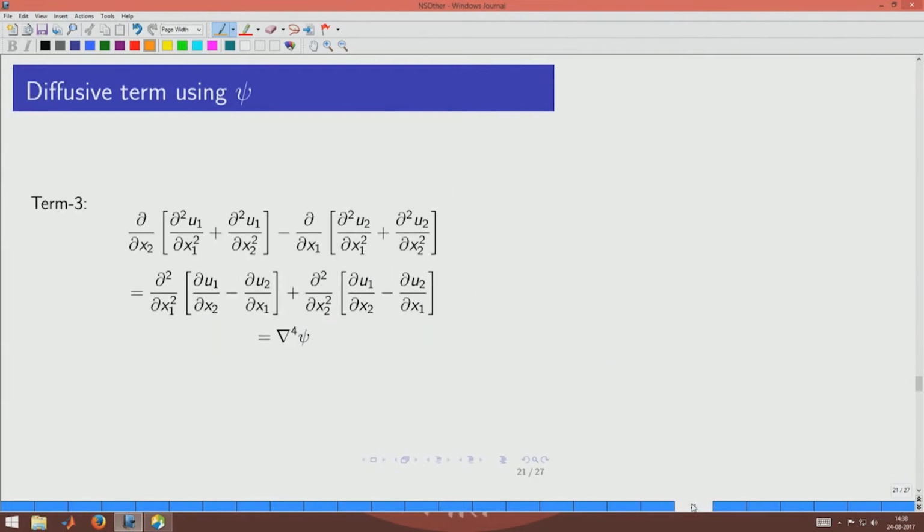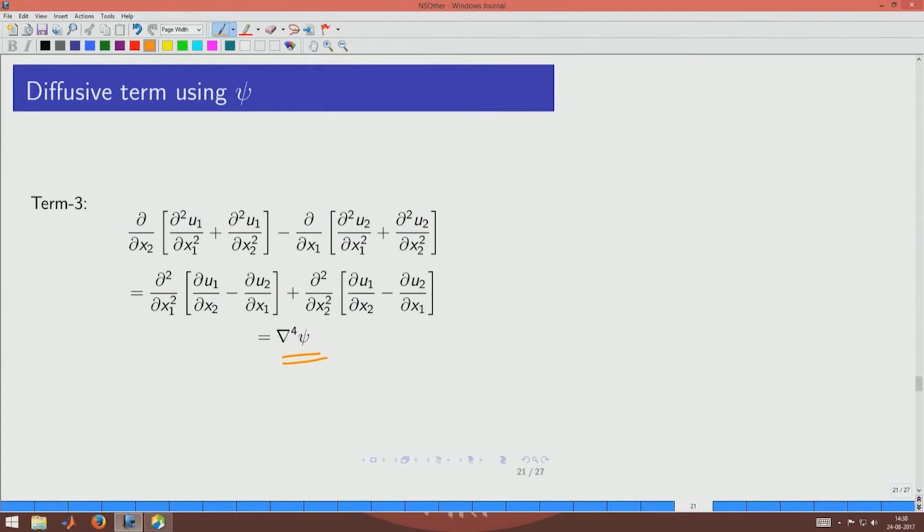And the last term, diffusive term, that also can be then modified. So, you have got diffusive term here. So, you just simply directly multiply it in and then take the x1s out and then collate, and you would see that that comes as nabla fourth of psi. That is the Laplacian operator coming twice with respect to psi.